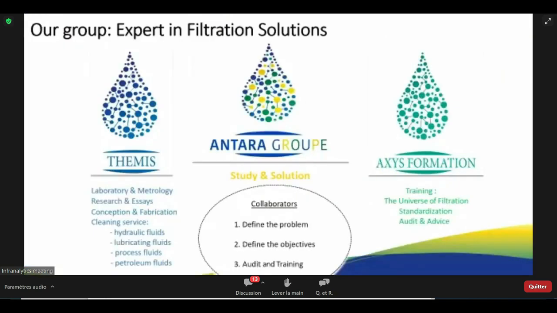So THEMIS is a part of Antara Groupe. Antara Groupe are experts in filtration solution, and it's divided in 3 parts. The first part is axis formation and deals with training about the universe of filtration. Then you have Antara Groupe, who do the study and find solutions. And then you have THEMIS, which is more the technical part of it, with the conception and the fabrication of products and the laboratory. So we have one analysis lab and one research lab.